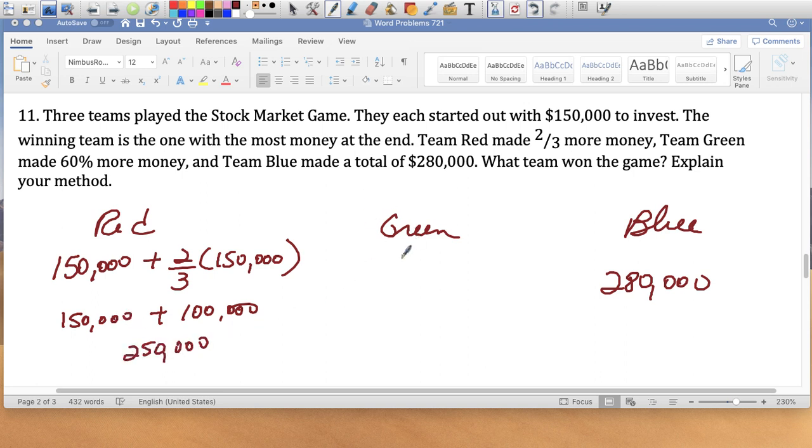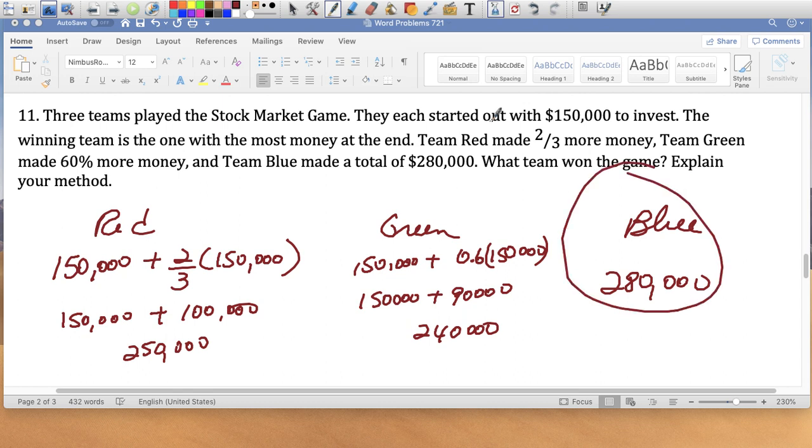The green team made 60%. So again, 150,000 that they started with. Plus, on top of that, they make 60% of that. So 60% is 0.6 times 150,000. And so it's 150,000. And what's 0.6 times 150,000? 90,000. So they made 90,000 on top. And that gives them a total of 240,000. Winner, still the blue team.